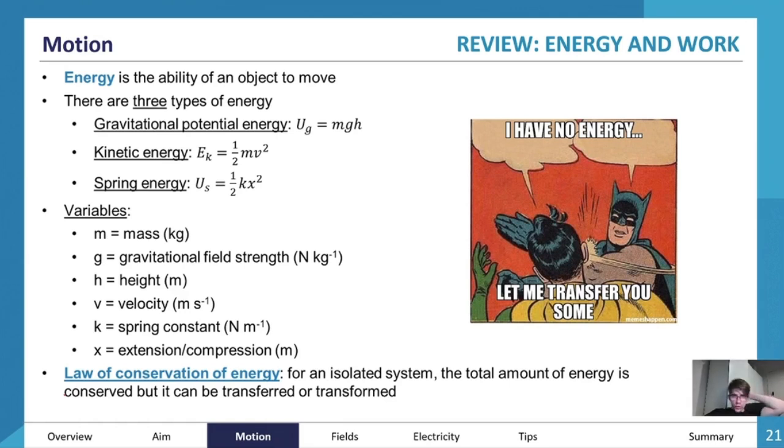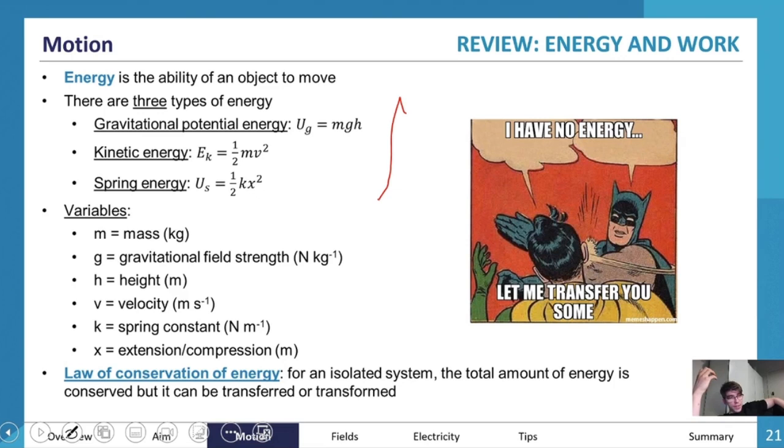There is also the law of conservation of energy for an isolated system, where basically the total amount of energy is conserved, but it can be transferred or transformed. So when it comes to energy, there is something we call the mechanical energy. When you sum these up, you get the mechanical energy. You learn about gravitational, kinetic, and elastic potential energy, but you need to understand that energy cannot be created nor destroyed. It can only be transformed from one form into another.